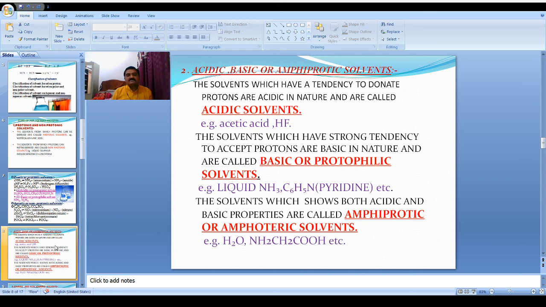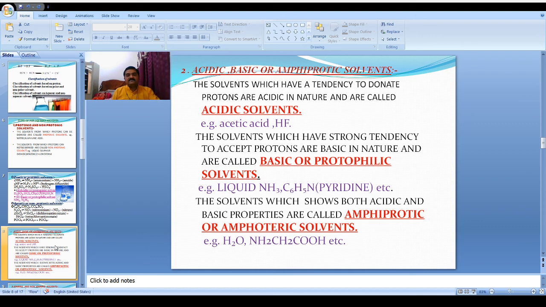The solvents which have a strong tendency to accept protons are basic in nature and are called basic or protophilic. Here the examples are liquid ammonia and pyridine. C5H5N is known as pyridine. This pyridine has nitrogen with an unshared lone pair of electrons, and this lone pair of nitrogen donates to the central metal ion.